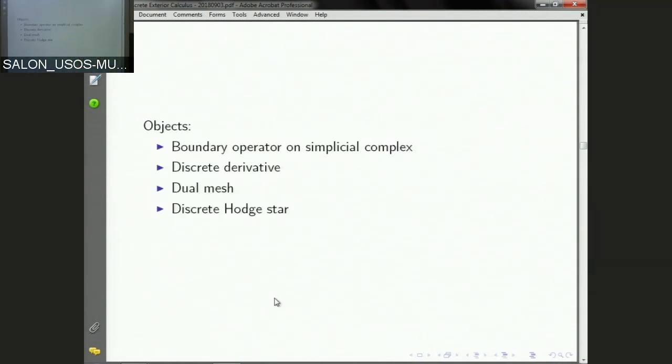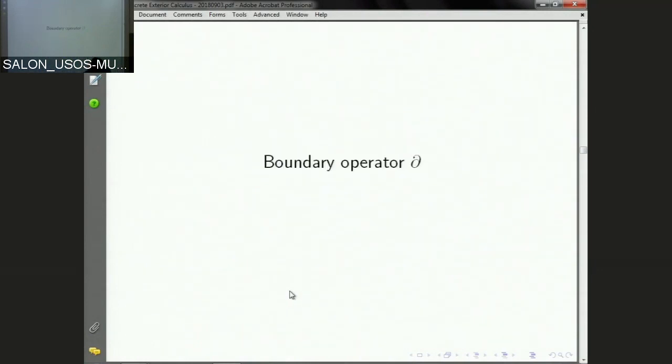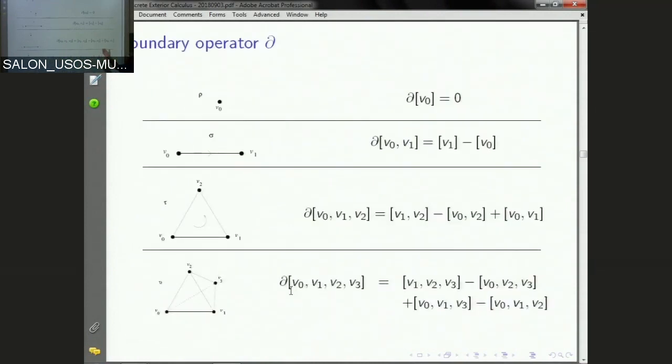So, in the discrete setting, the objects I will need to recall or define are the boundary operator on simplicial complexes, but in 2 dimensions. Then define the discrete derivative, show you the need for a dual mesh, a familiar concept in computer science, and then define the discrete Hodge star operator. Okay? So the boundary operator. So I want you to focus on the third line of this slide.